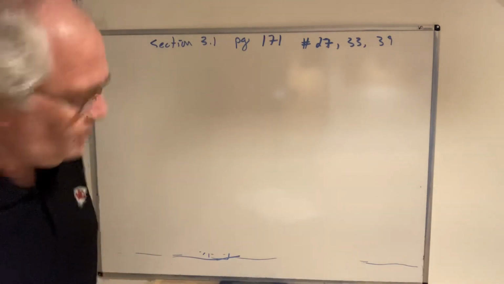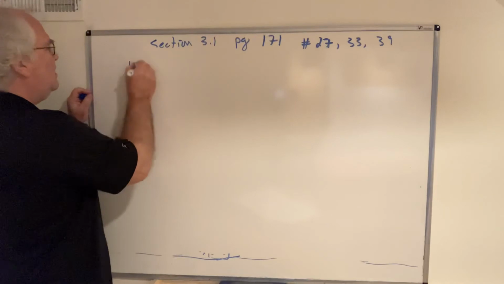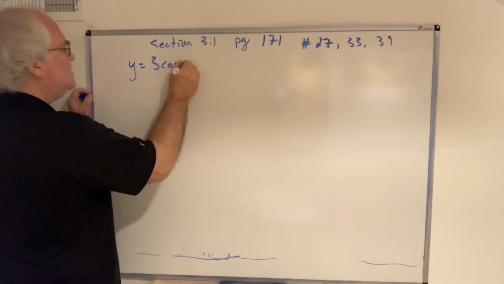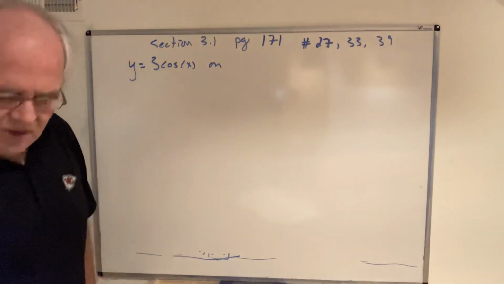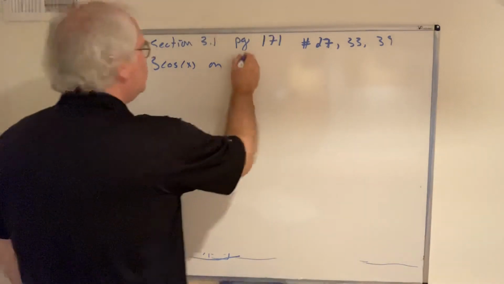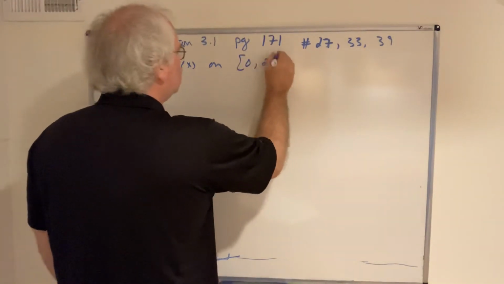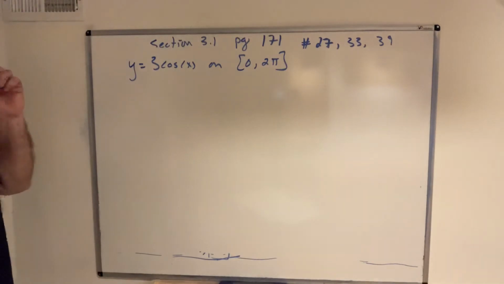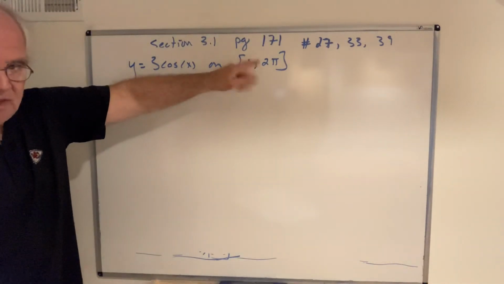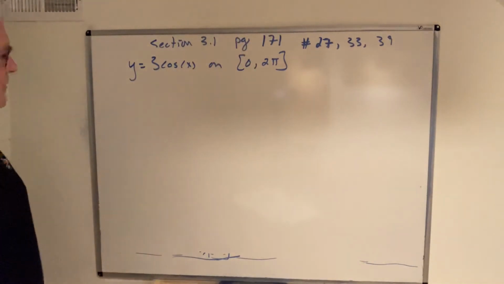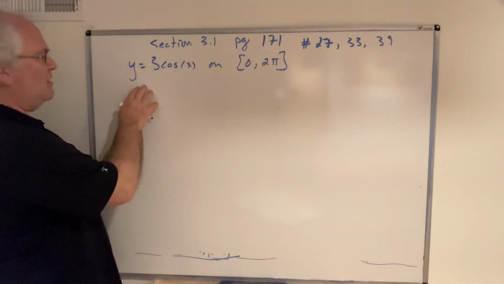Number 39. So we have y equals 3 cosine of x. And we're on the interval from 0 to 2 pi. This is not required. It could be any particular interval. In fact, some of the others are different intervals. So, all right, this is the same procedure as before.